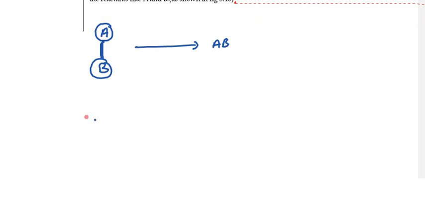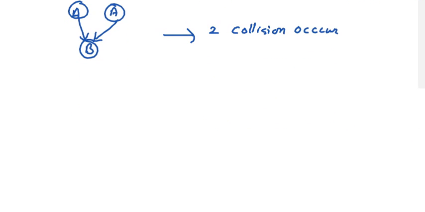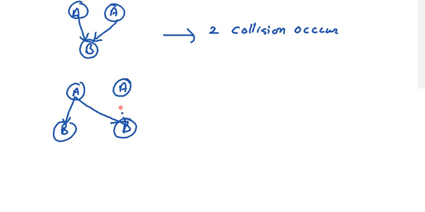If you have 2 moles of A and 1 mole of B, the possibility increases. This one reacts with that one, and this one also, so 2 collisions occur. If the reactant concentration increases more, here you have 2 moles of A and 2 moles of B. One can react with this one and one with this one, and the same happens for the other, so now the number of collisions is 4.